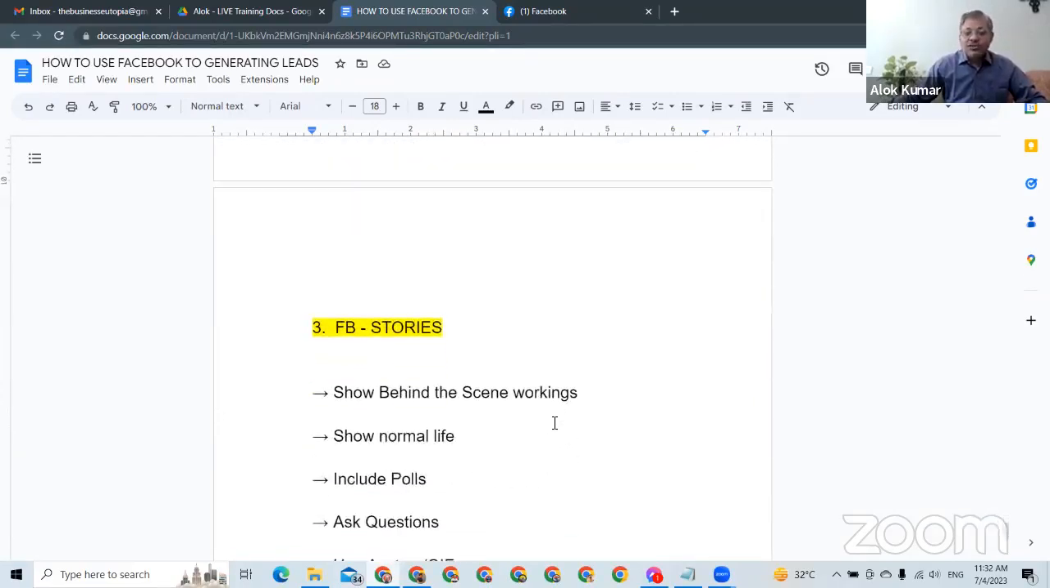Now let's talk about the third duck, which is the FB stories. Now you would be wondering why FB stories. The data says that there are n number of people using mobile and especially social media on their mobile phones. You can go and check out the numbers on Google. You'll find that billions and billions of people are using mobile for their personal and professional work.